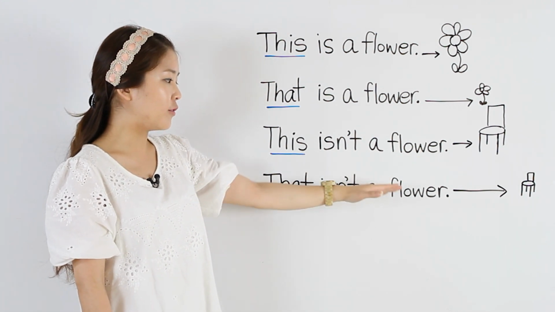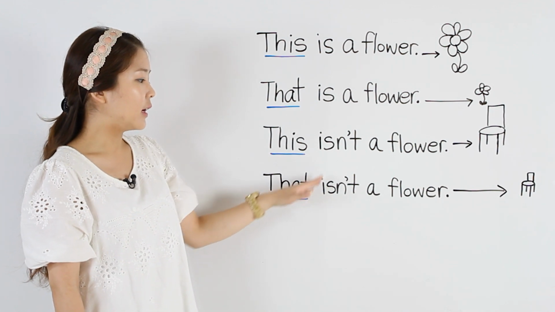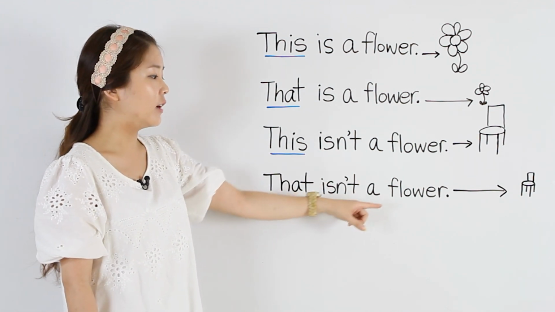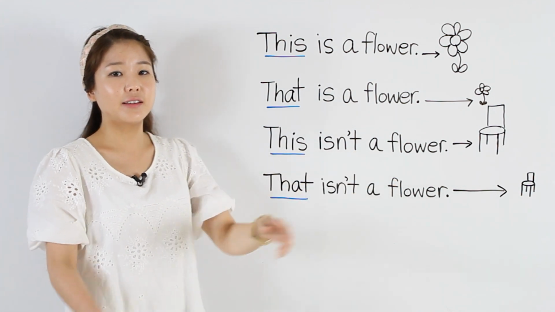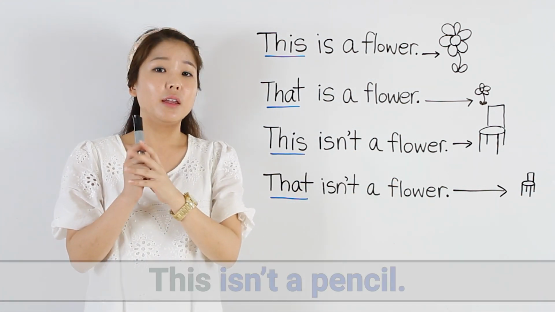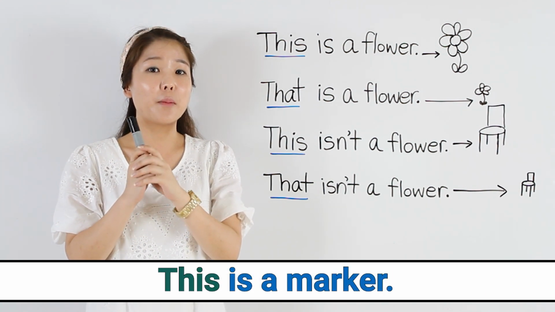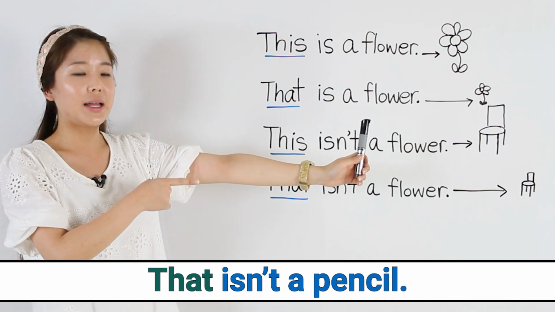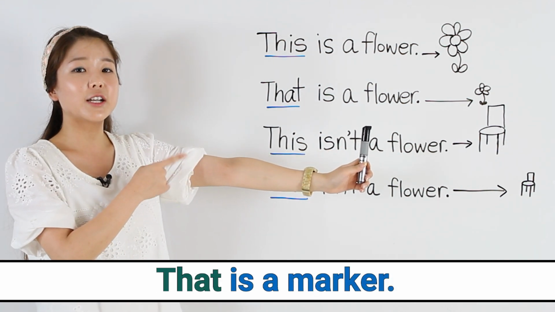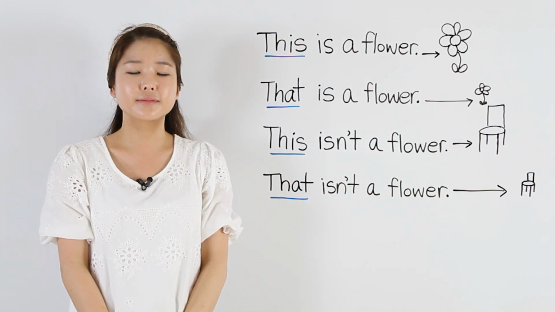That isn't a flower. It's far away, so we say that. Again, we have isn't, a flower. That's a chair. And let's take another example. This isn't a pencil. This is a marker. And that isn't a pencil. That is a marker. Okay, let's move on to the next part.